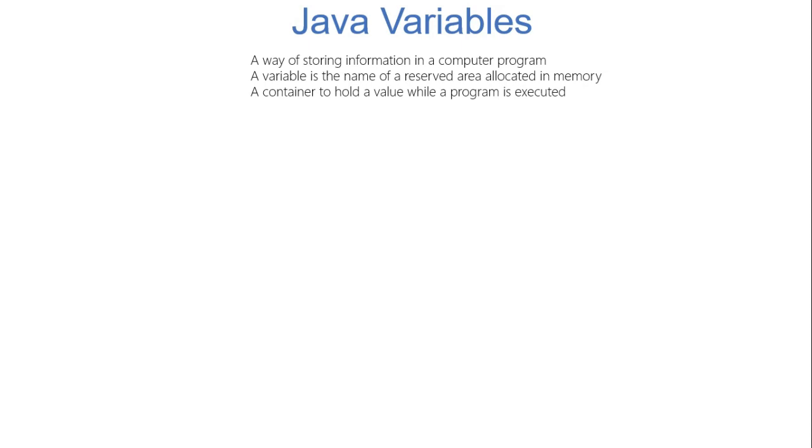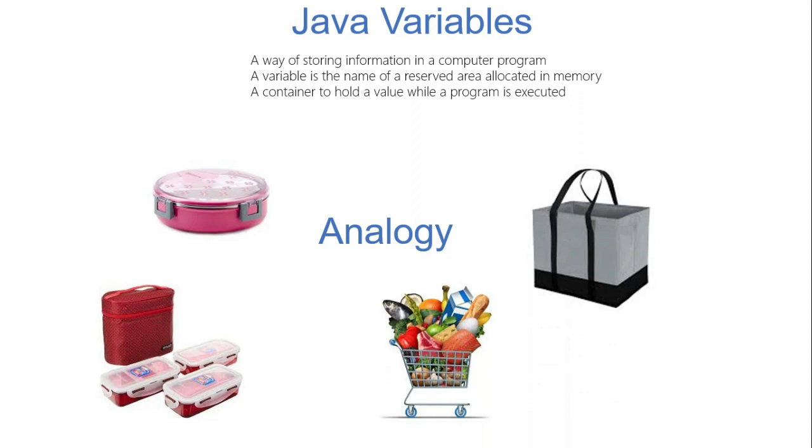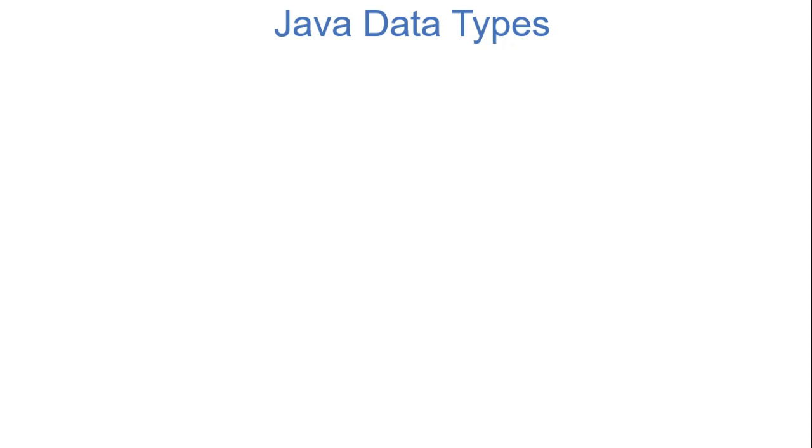You can also see variables like your lunchbox to hold your lunch or your snacks, or like a bag to hold your shopping grocery, or like a tumbler to hold your drinking water. For further explanation about variables, you may see the video in the link. Now let's see Java data types.